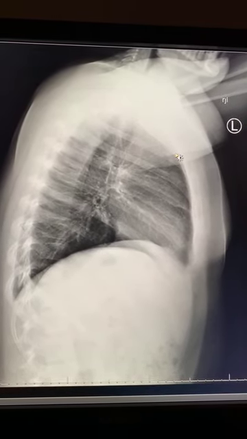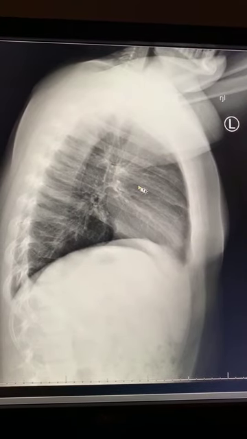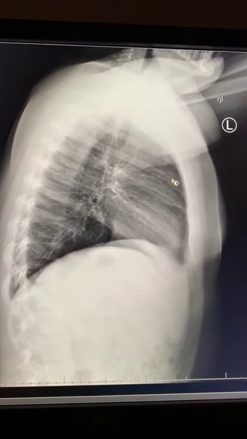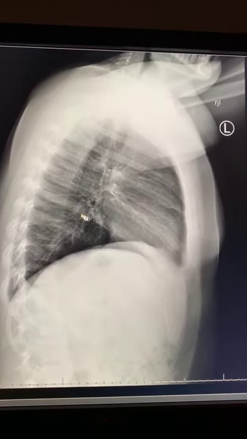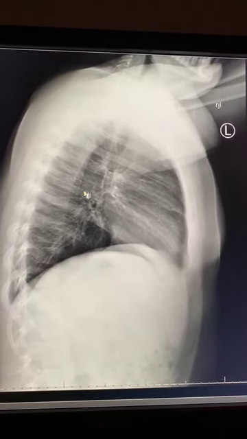This is the heart. Anterior to the heart, this better be a little bit dark. If it's not, you've got some issues. You better be figuring out why. Posterior to the heart should be dark. If it's not, you better figure out why.